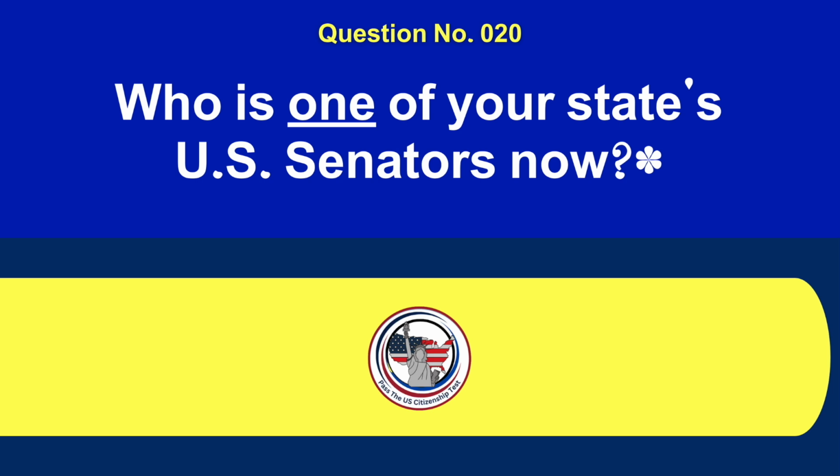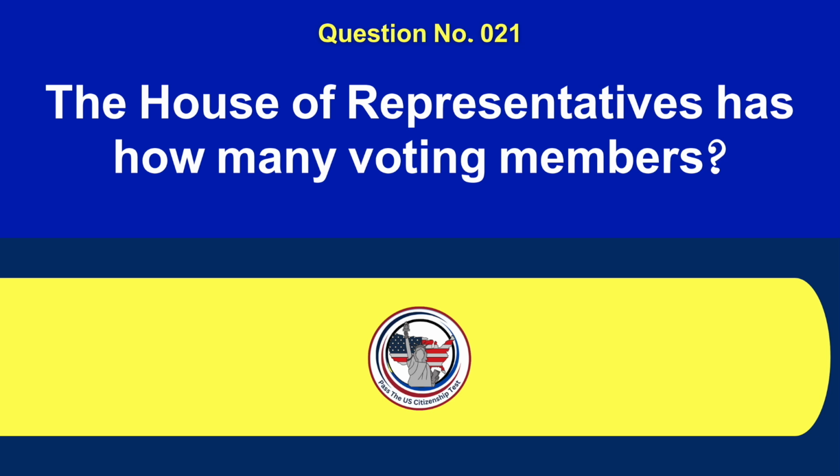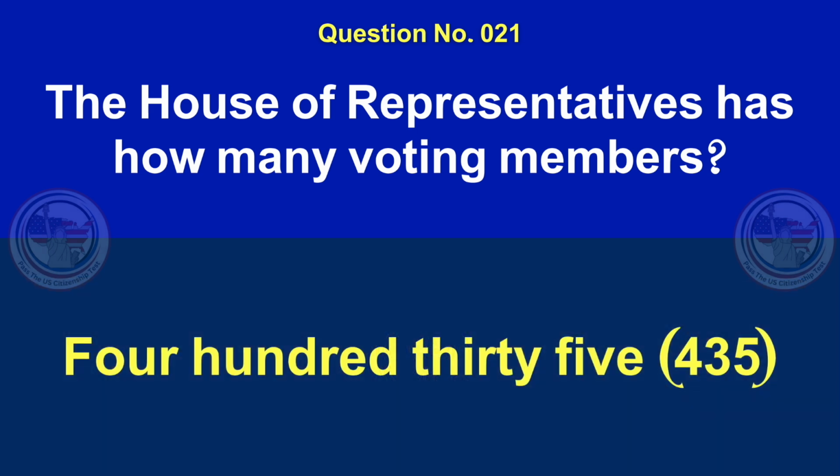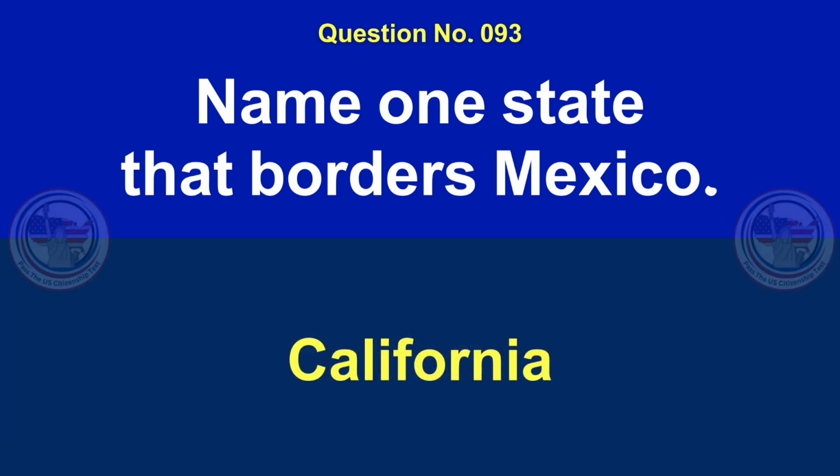Who is one of your state's U.S. senators now? The House of Representatives has how many voting members? 435. Name one state that borders Mexico. California.